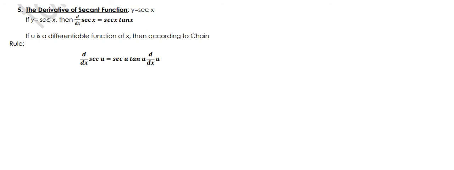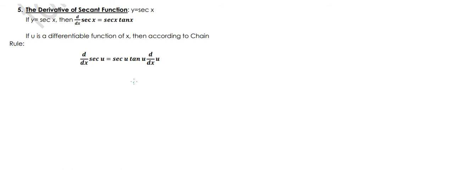So we have the derivative of secant function. So y equals secant x. If y equals secant x, then the derivative of secant x is equal to secant x tangent x. If u is a differentiable function of x, then according to the chain rule, we have the derivative of secant u is equal to secant u tangent u times the derivative of u.